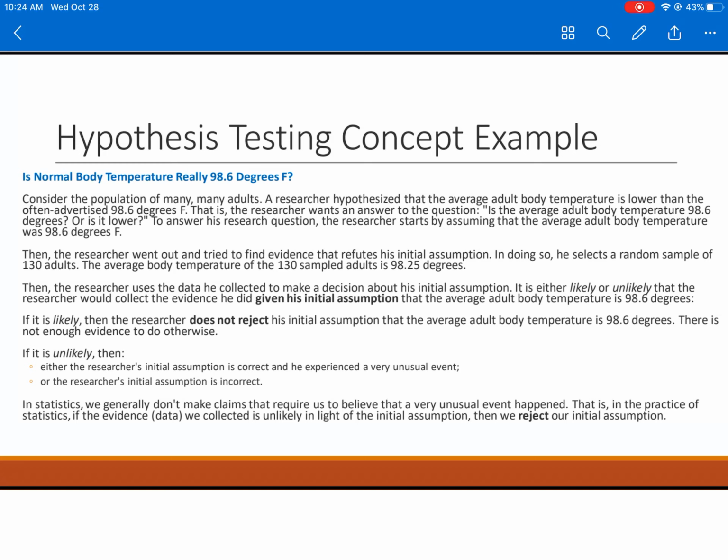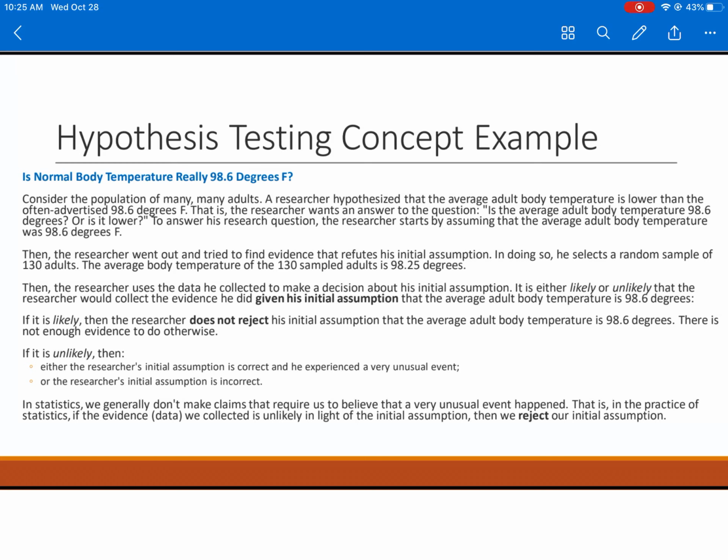If it is likely, then the researcher does not reject his initial assumption that the average adult body temperature is 98.6 degrees. There is not enough evidence to do so otherwise. If it is unlikely, then either the researcher's initial assumption is correct and he experienced a very unusual event, or the researcher's initial assumption is incorrect.